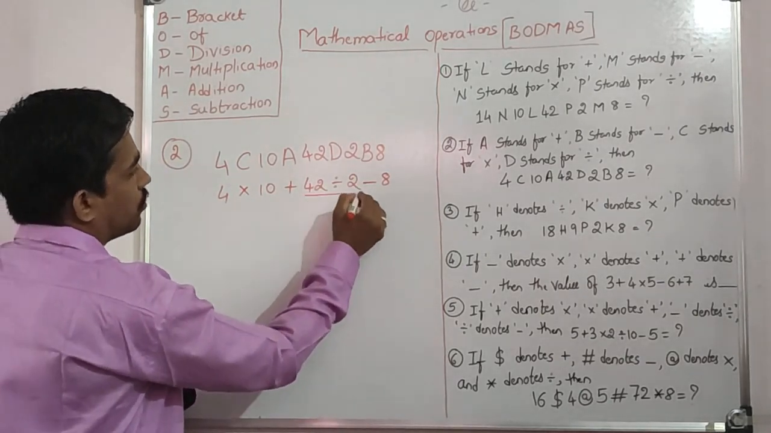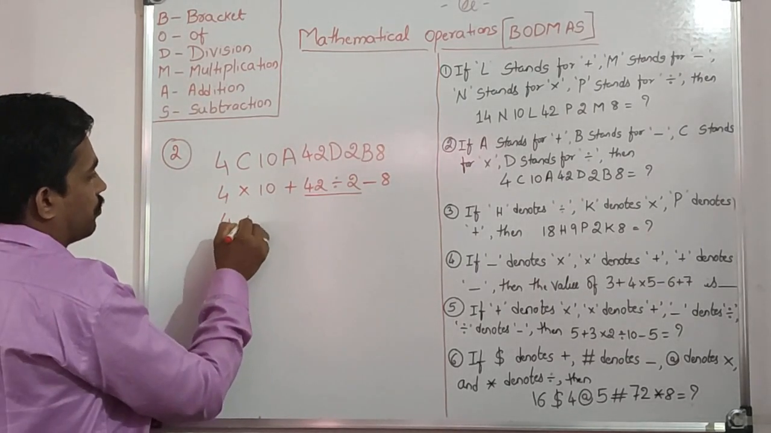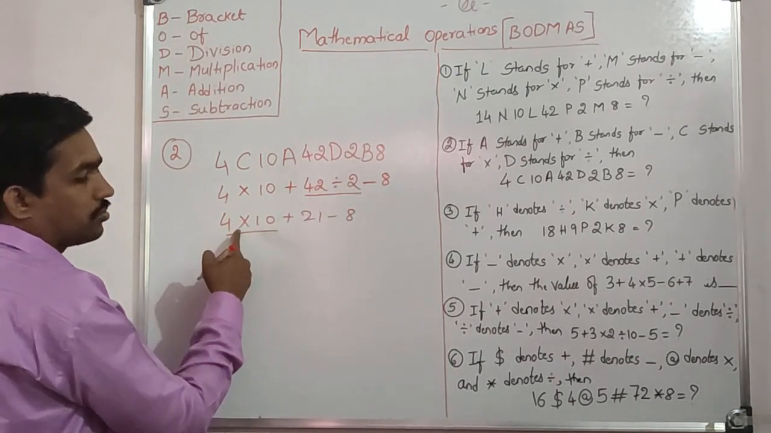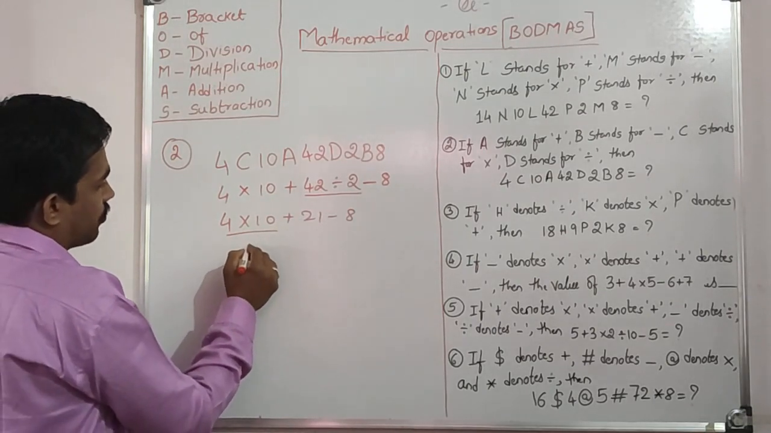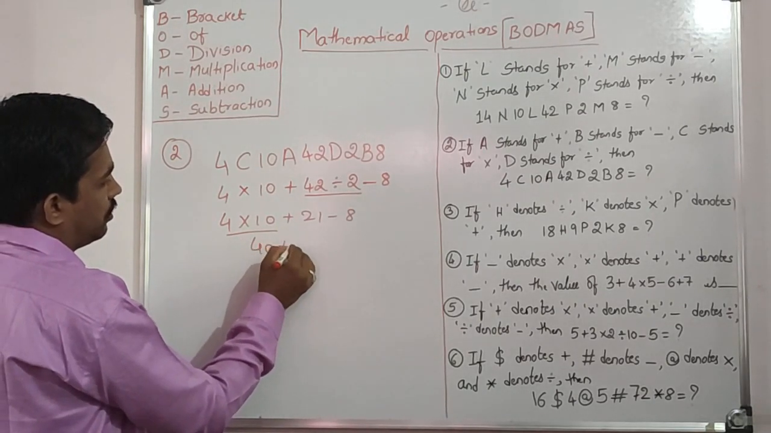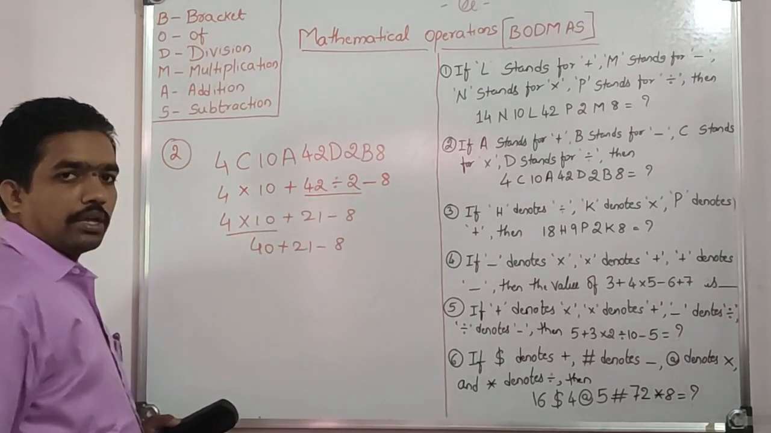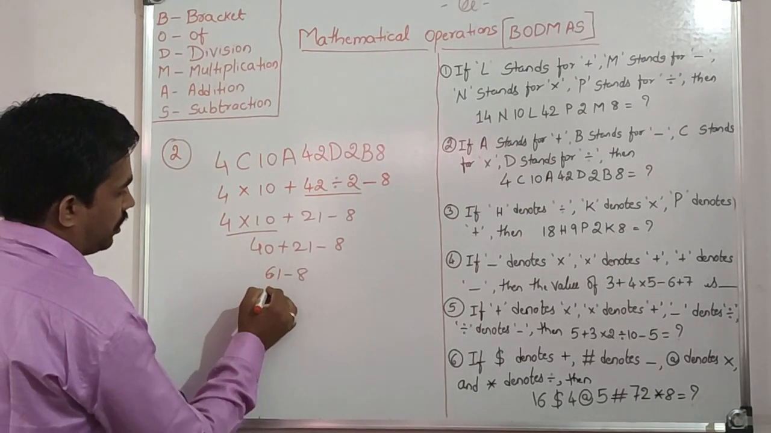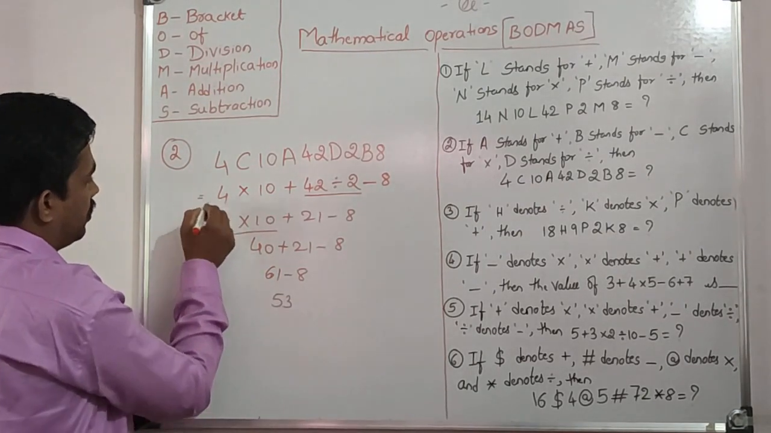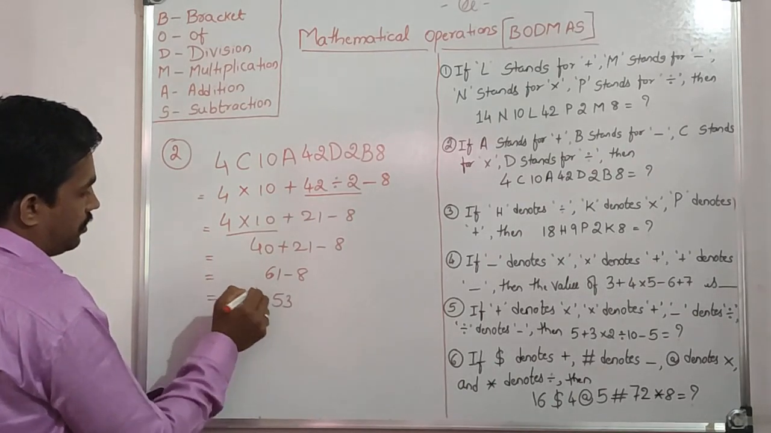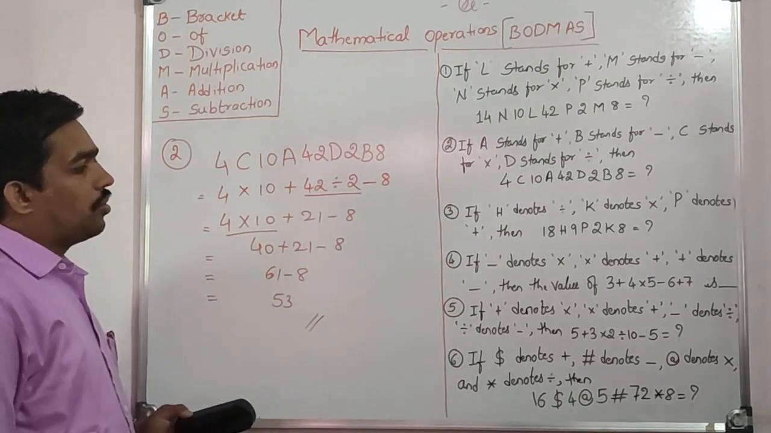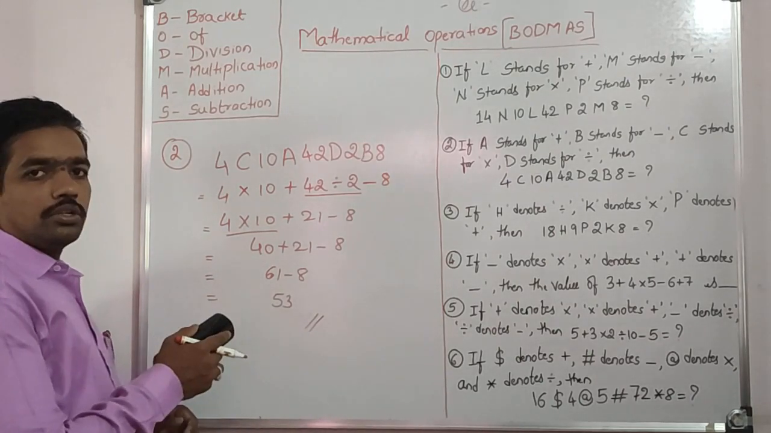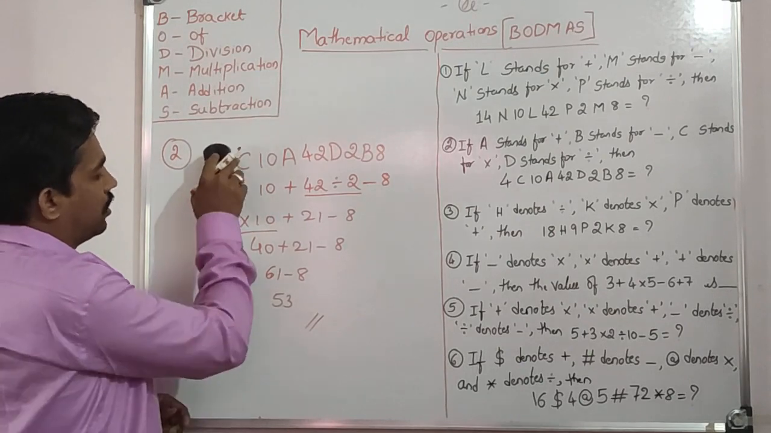First you have to calculate this: 4 into 10 plus 21 minus 8. Then we solve 4 into 10, which is 40, plus 21 minus 8. So 40 plus 21 is 61, minus 8, that's equal to 53. So we have to solve step by step. Understood? Okay. We will move to the third question.